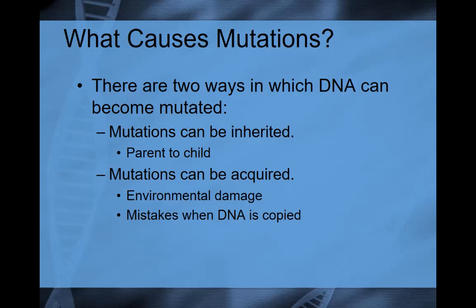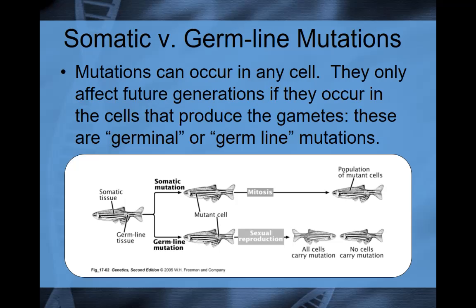Now, is that a problem for you? Is that a problem for your offspring? Well, it depends on what type of cells the mutation occurs in. Mutations can occur in any cell, and they only affect future generations if they occur in those cells that produce the gametes. Remember the sperm and egg, right? If those mutations go into the sperm and the egg, they can be passed on to future generations.